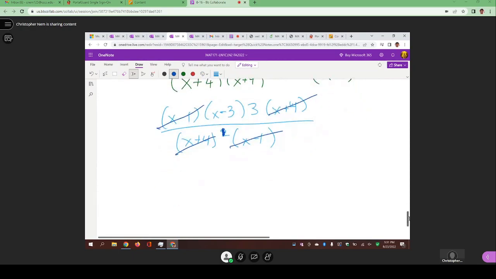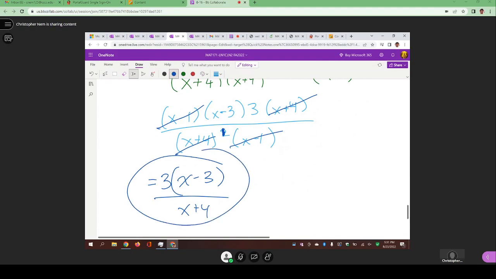Now that I cancel out everything, this problem turns into x plus 3 times 3 all over x plus 4. I move the 3 to the left side because I can do that. Remember, multiplication is commutative. I can rearrange how I multiply. And if you want the domain, it is all real numbers except x equals -4.